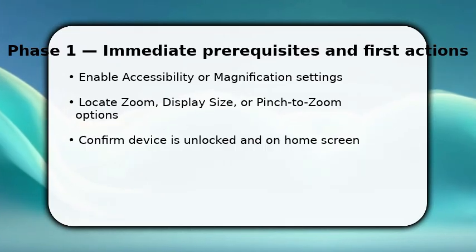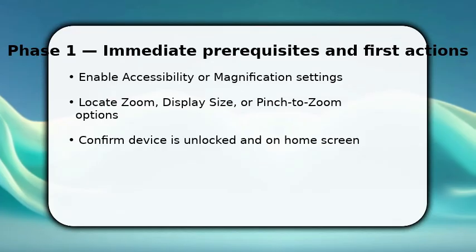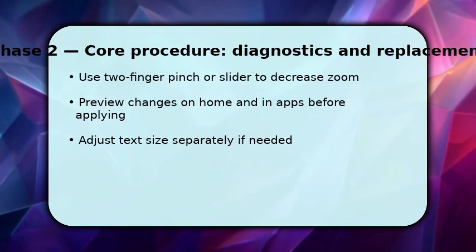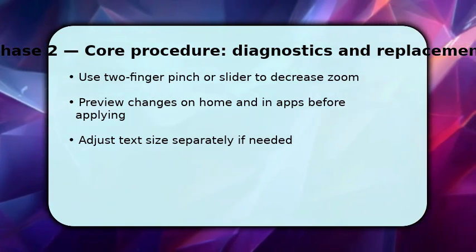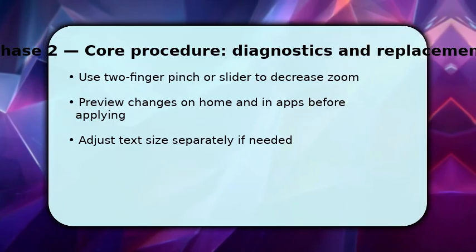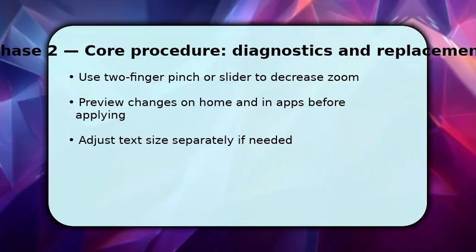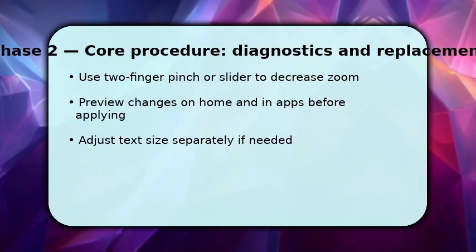If your phone has a dedicated zoom toggle, turn it off briefly to reset, then proceed to the zoom adjustment screen so you can reduce scale. Now, pinch with 2 fingers inward to zoom out or drag the display size slider toward smaller values. This directly reduces UI scale. As you change it, check the home screen and an app to confirm legibility versus screen real estate. This explains how much to reduce.